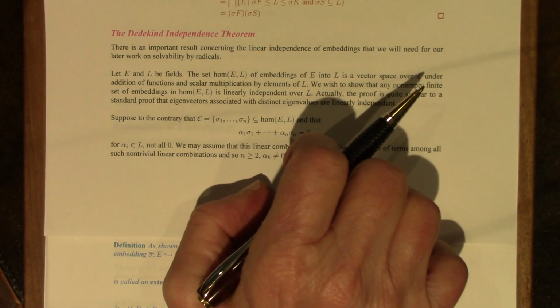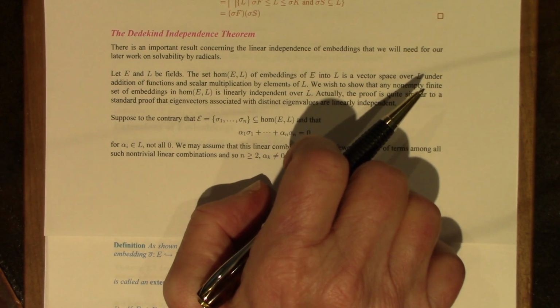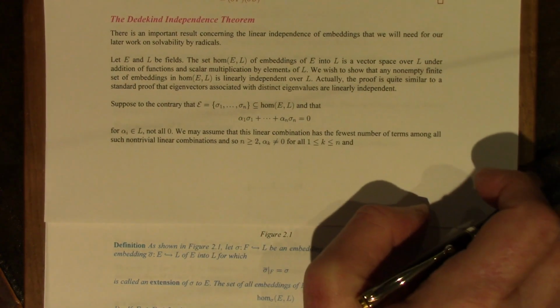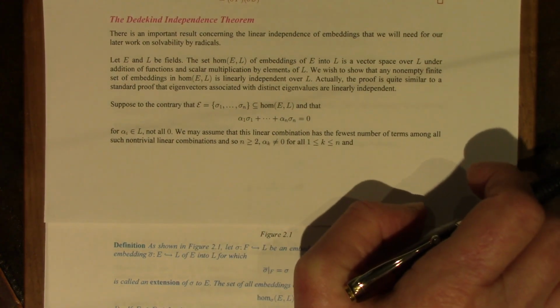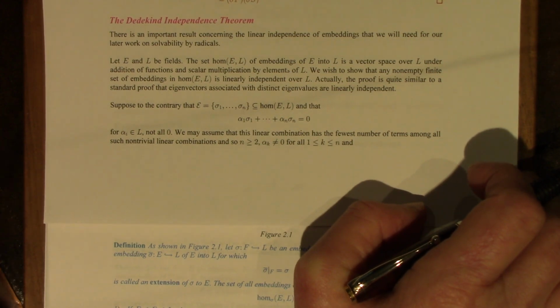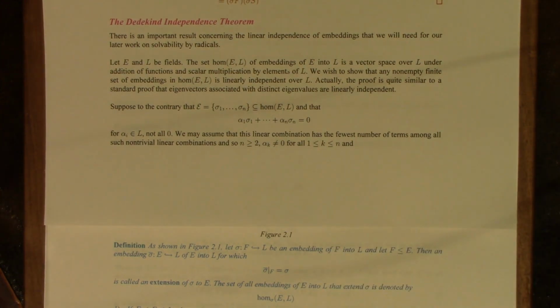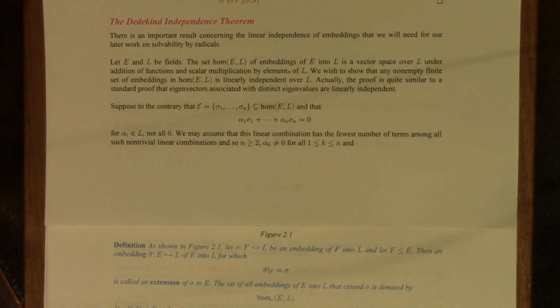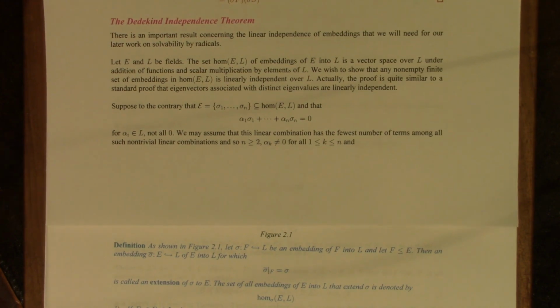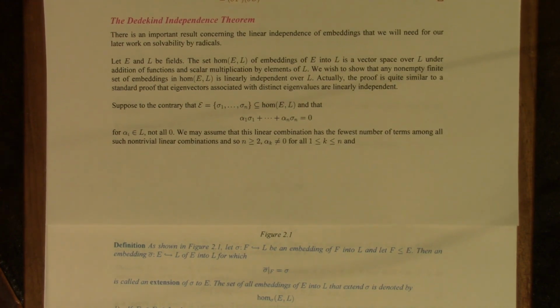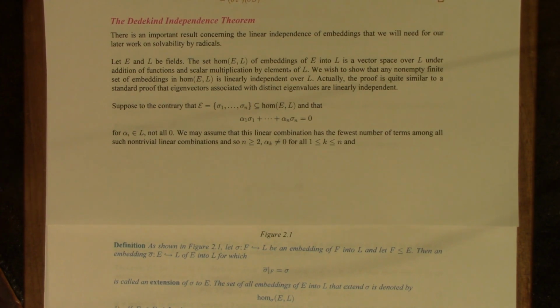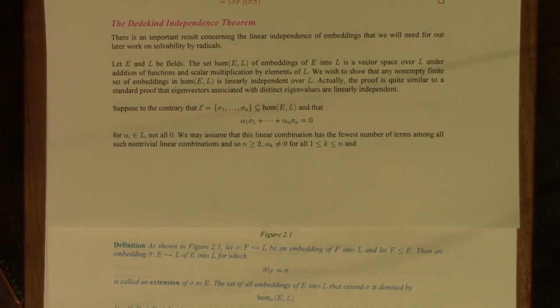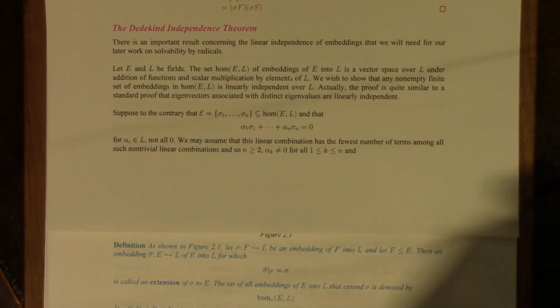The proof that I am about to do for you is very similar to a proof you would have seen if you went through the linear algebra course. In an ordinary linear algebra class, you probably would have seen the proof that eigenvectors associated with distinct eigenvalues are linearly independent vectors.